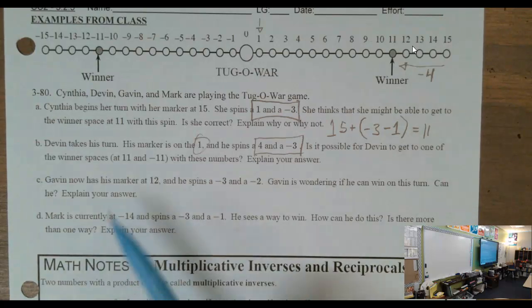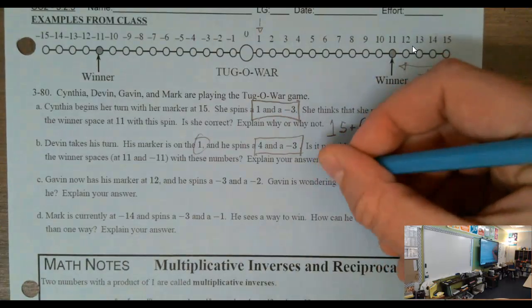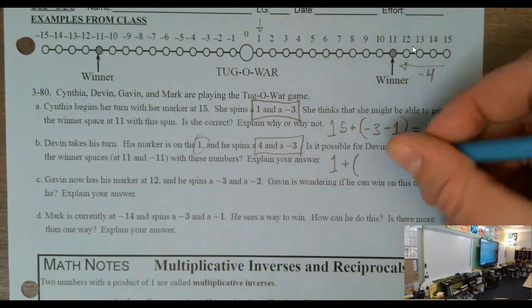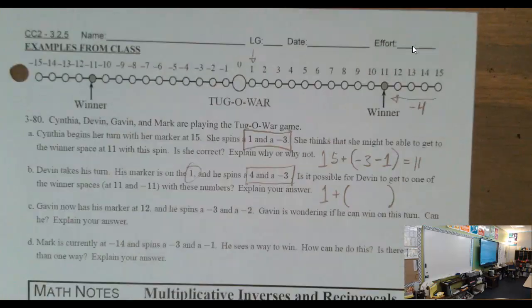Callum, got any thoughts about how Devin could win? He's on 1. He's got to move. What could we do with those numbers? Jay, got any thoughts? Okay, what are you thinking? Let's talk it out together.